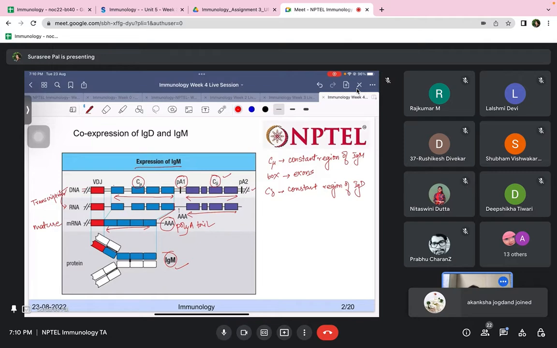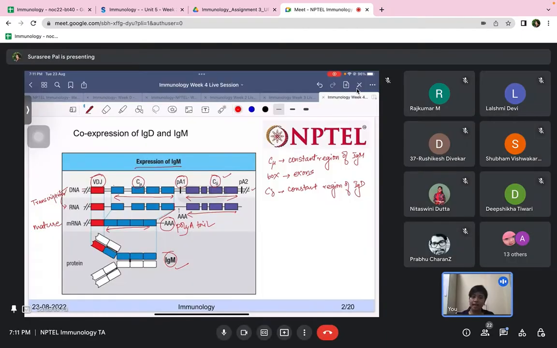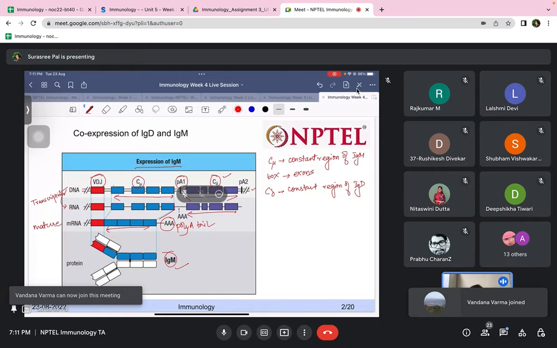So that is why initially you can see that the recombination of VDJ has already taken place, and now the constant regions are being expressed. Okay, so this is how IgM is expressed. Now how IgD is expressed, we will see.